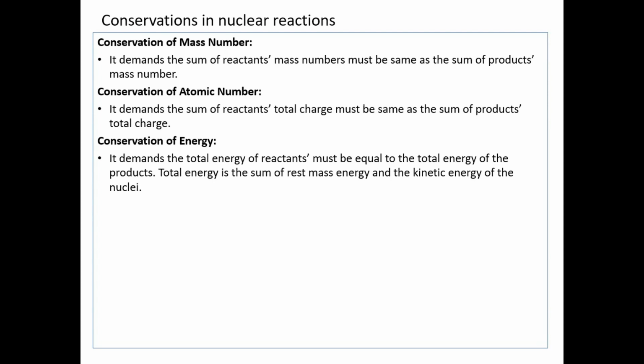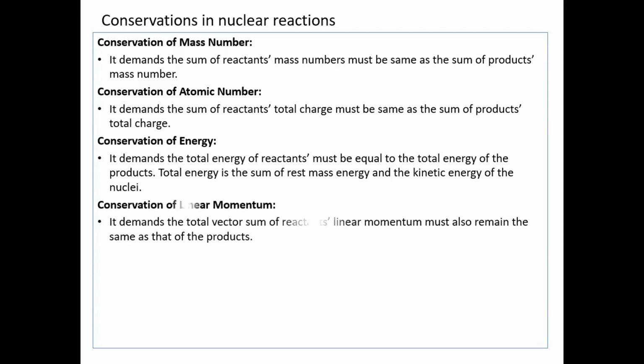It demands that the total energy of the reactants must equal the total energy of the products. The total energy is the sum of the rest mass energy and the kinetic energy of the nuclei. Whenever we calculate the total energy in these nuclear reactions, we must take into account the rest mass energy and then the kinetic energy. We will have several examples in coming lectures where we show this. Linear momentum is generally conserved, and it demands that the total vector sum of the reactant linear momenta must remain the same before and after the reaction.